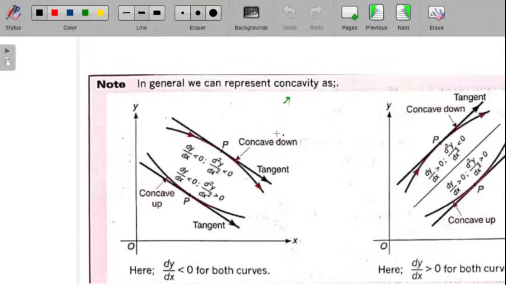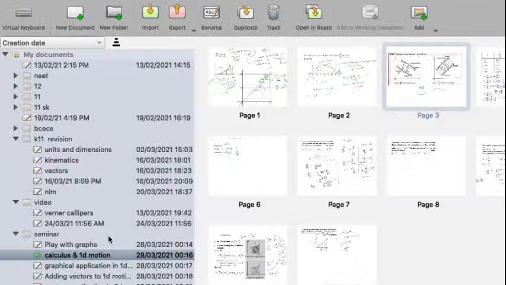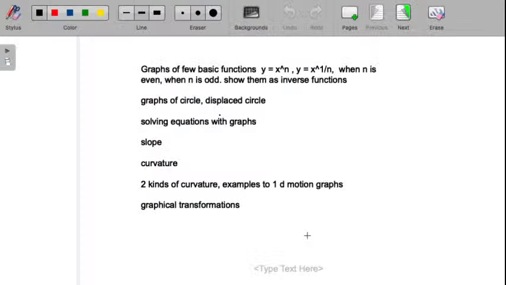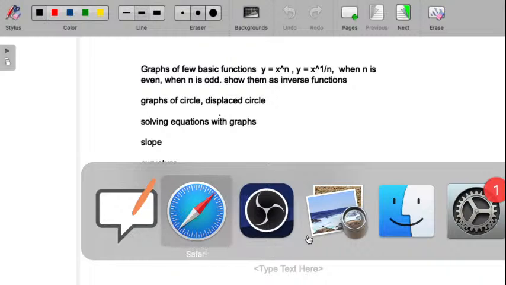This covers the basics of calculus in 1D motion. Let's see graphically how we could relate the basic functions. So at this point we're going into the second part of our seminar here.